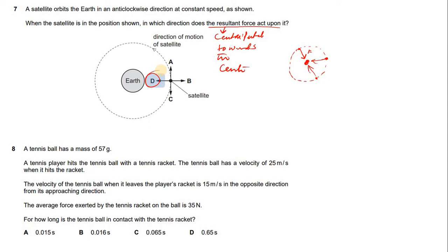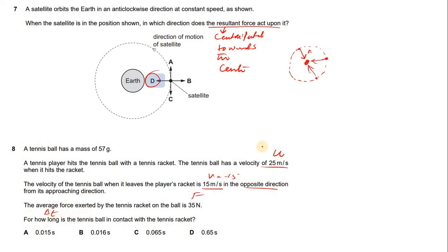Question number 8. A tennis ball has a mass of 57 gram. A tennis player hits the tennis ball with a tennis racket. The tennis ball has a velocity of 25 when it hits the racket. So this will be the initial velocity. The velocity of the tennis ball when it leaves the player's racket is 15. This is the final velocity in the opposite direction, so we will take minus 15 because the direction is opposite. The average force exerted by the tennis racket is 35 Newton. For how long does the tennis ball remain in contact with the tennis racket? This is the delta T we need to find.